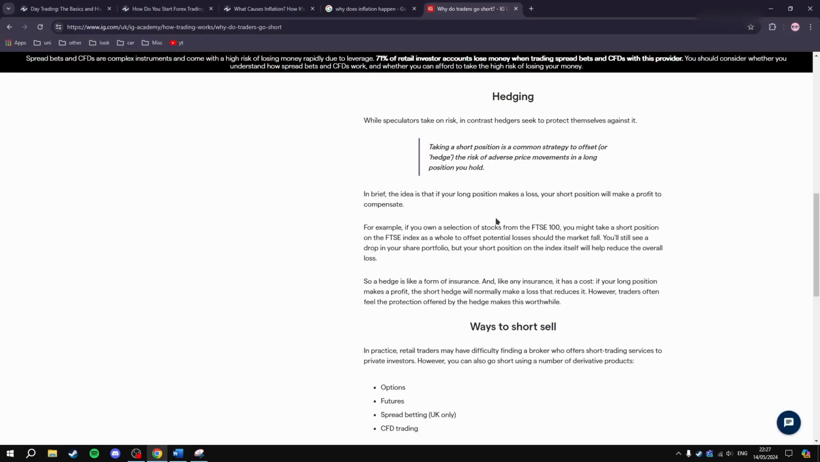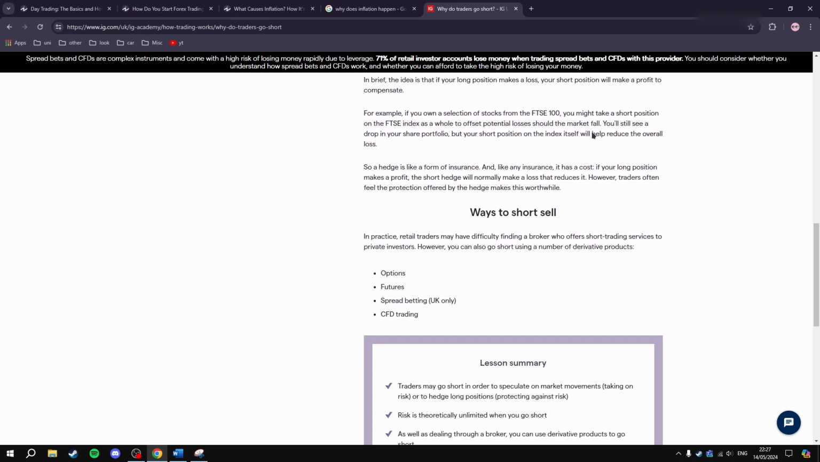In brief, the idea is that if your long position makes a loss, your short position will make a profit to compensate. For example, if you own a selection of stocks from the FTSE 100, you may take a short position on the FTSE index as a whole to offset the potential losses should the market fall. You'll still see a drop in your share portfolio, but your short position on the index itself will help reduce the overall loss.